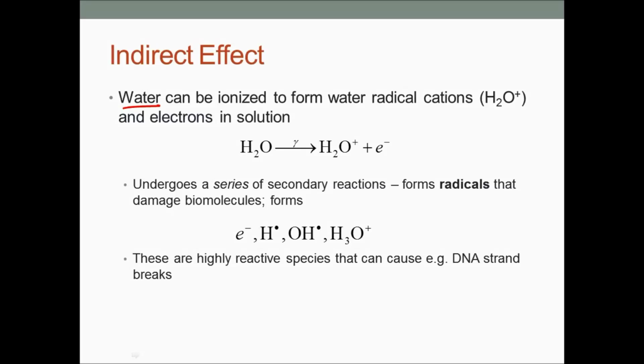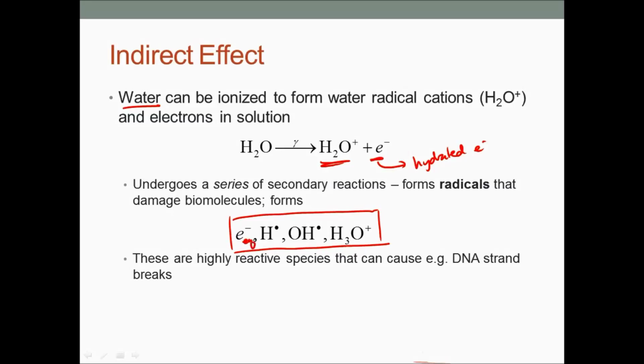Now, if water absorbs the gamma radiation, it basically spits out an electron, which eventually forms what we call a hydrated electron. It's basically an electron in a water cage. In addition, we have the water radical cation. These can cause a lot of damage. They then produce the most commonly found species that can damage things.